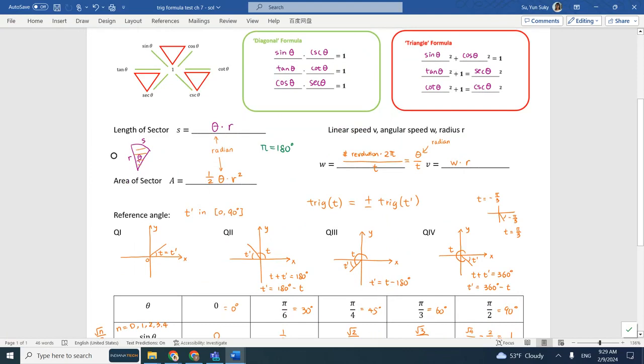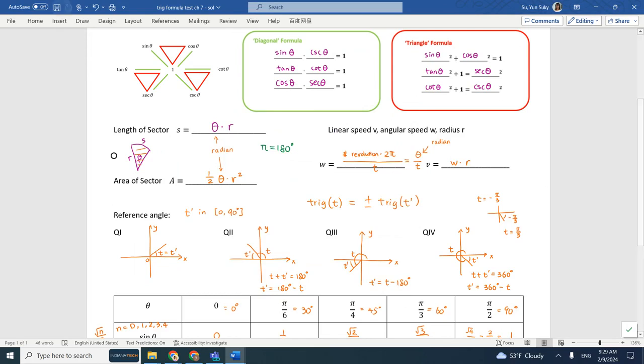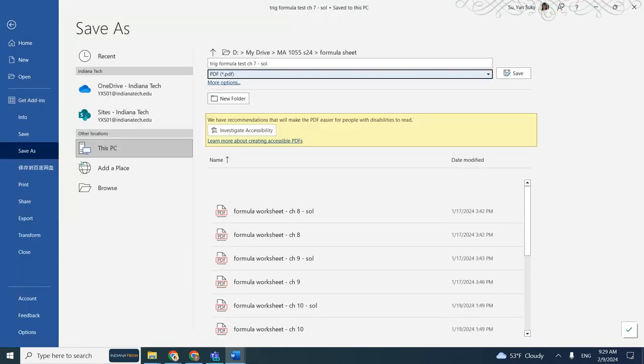Okay, if you can't remember the pattern, like how to fill out those numbers, feel free to come to my office. I'm happy to go over the pattern with you to help you understand it and be able to memorize them. Okay, so let's see. Cancel. Let me save it and then save as a PDF.